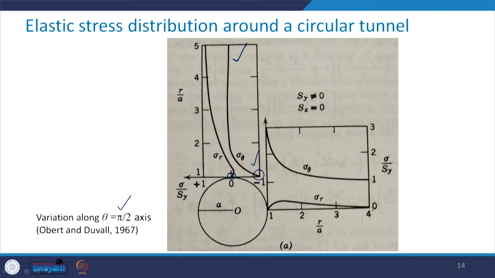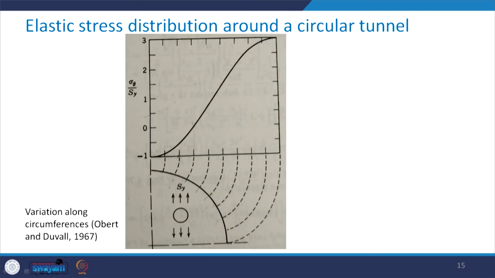And when it goes to infinity, that is when r by a becomes equal to 4 to 5, this becomes equal to 0, that is sigma theta is approximately equal to 0. In case of the sigma r at r tending to infinity, or r by a going to 4 to 5, this sigma r upon Sy tends to +1, you see here. So, this is how the variation along the crown looks like.